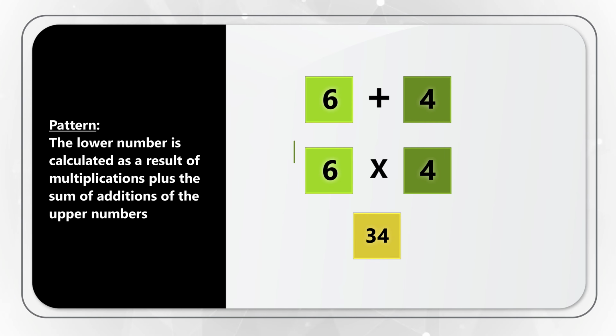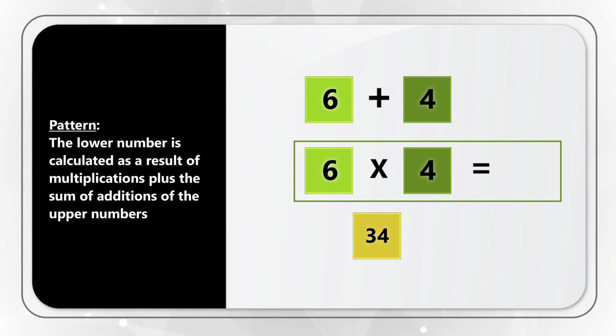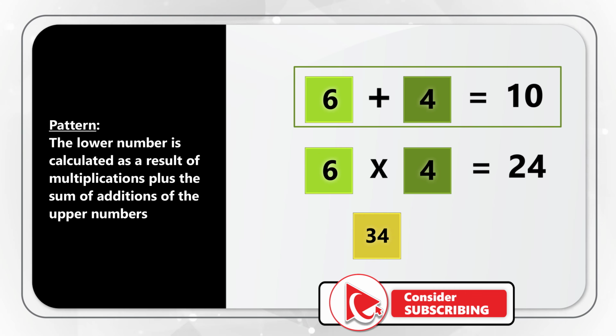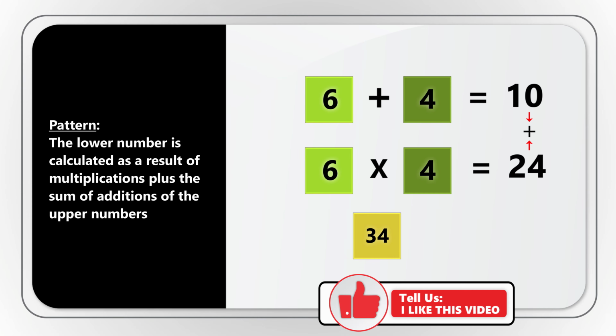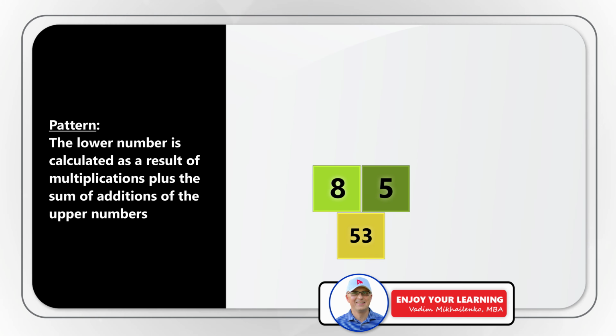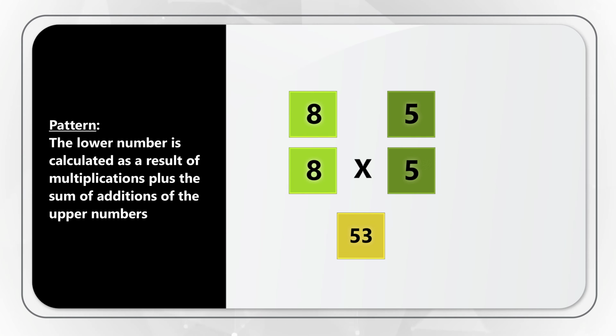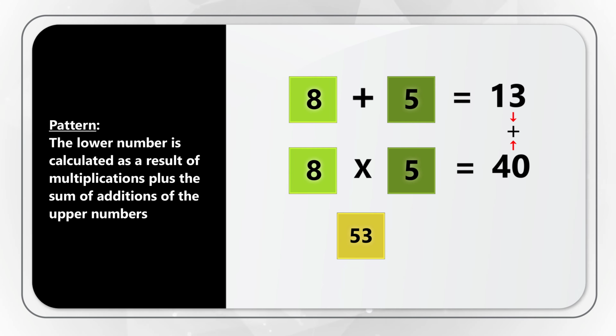For example, the first set of numbers is calculated as 6 multiplied by 4 plus sum of 6 and 4, which would equal 24 plus 10 and equals 34. The next set of numbers is calculated as 8 multiplied by 5 plus sum of 8 and 5, which would equal 40 plus 13, which would be equal to 53.